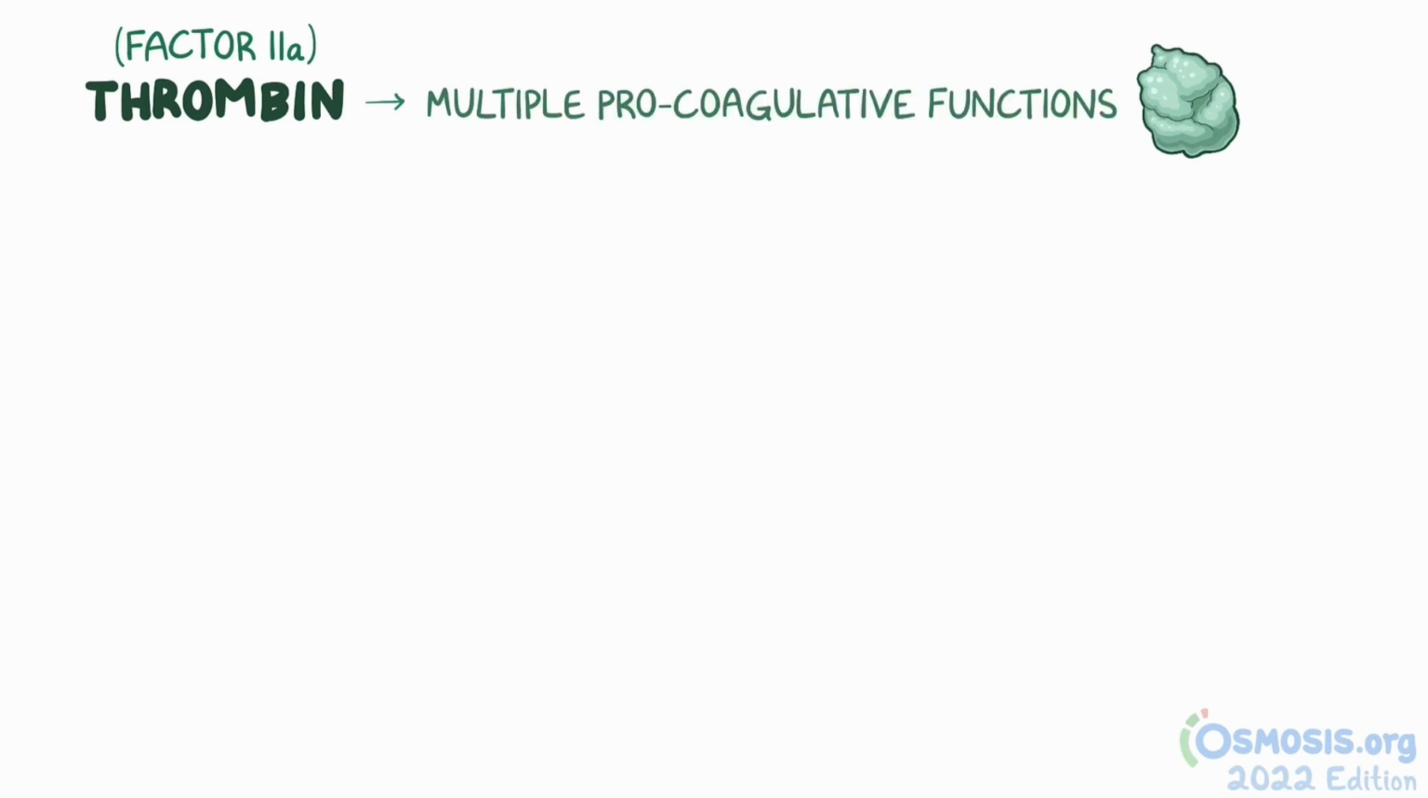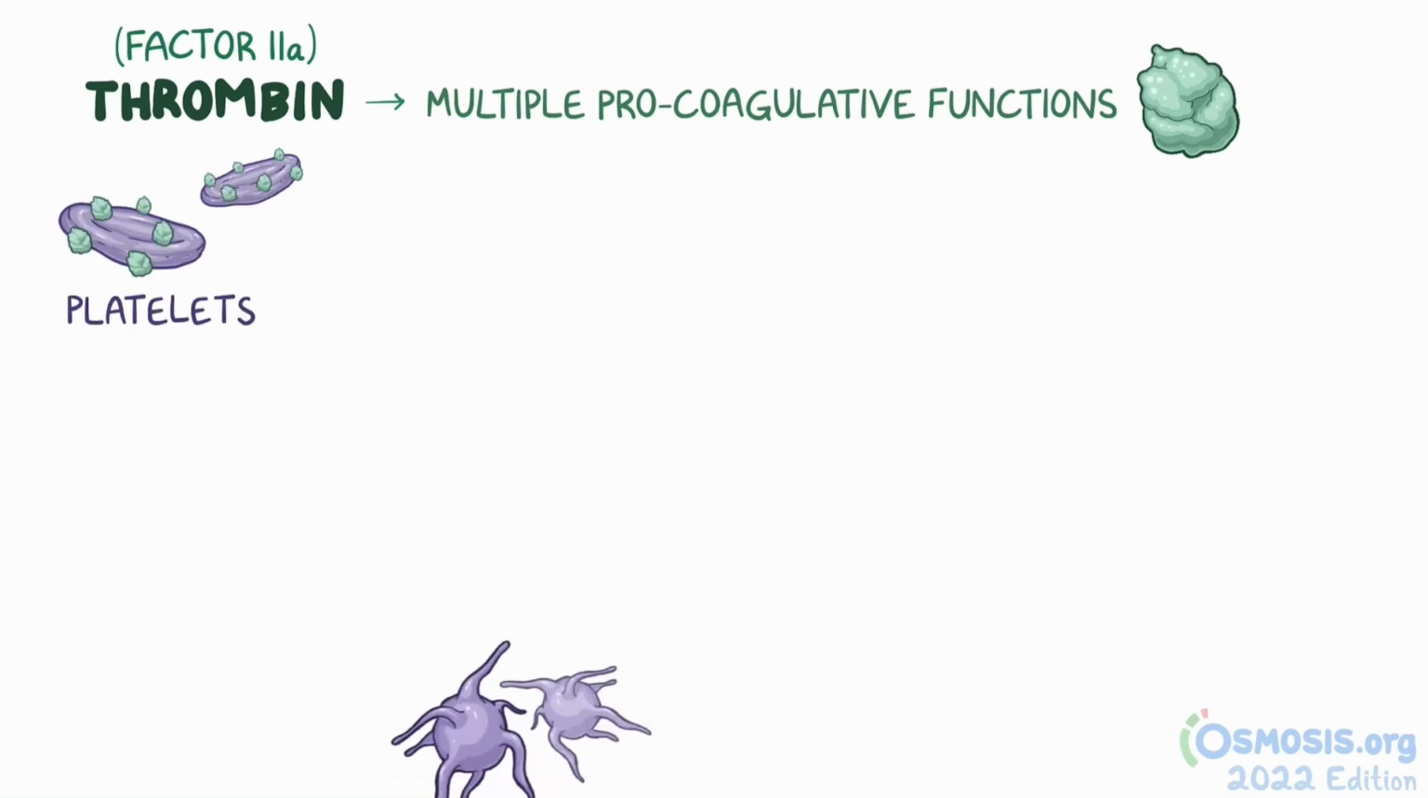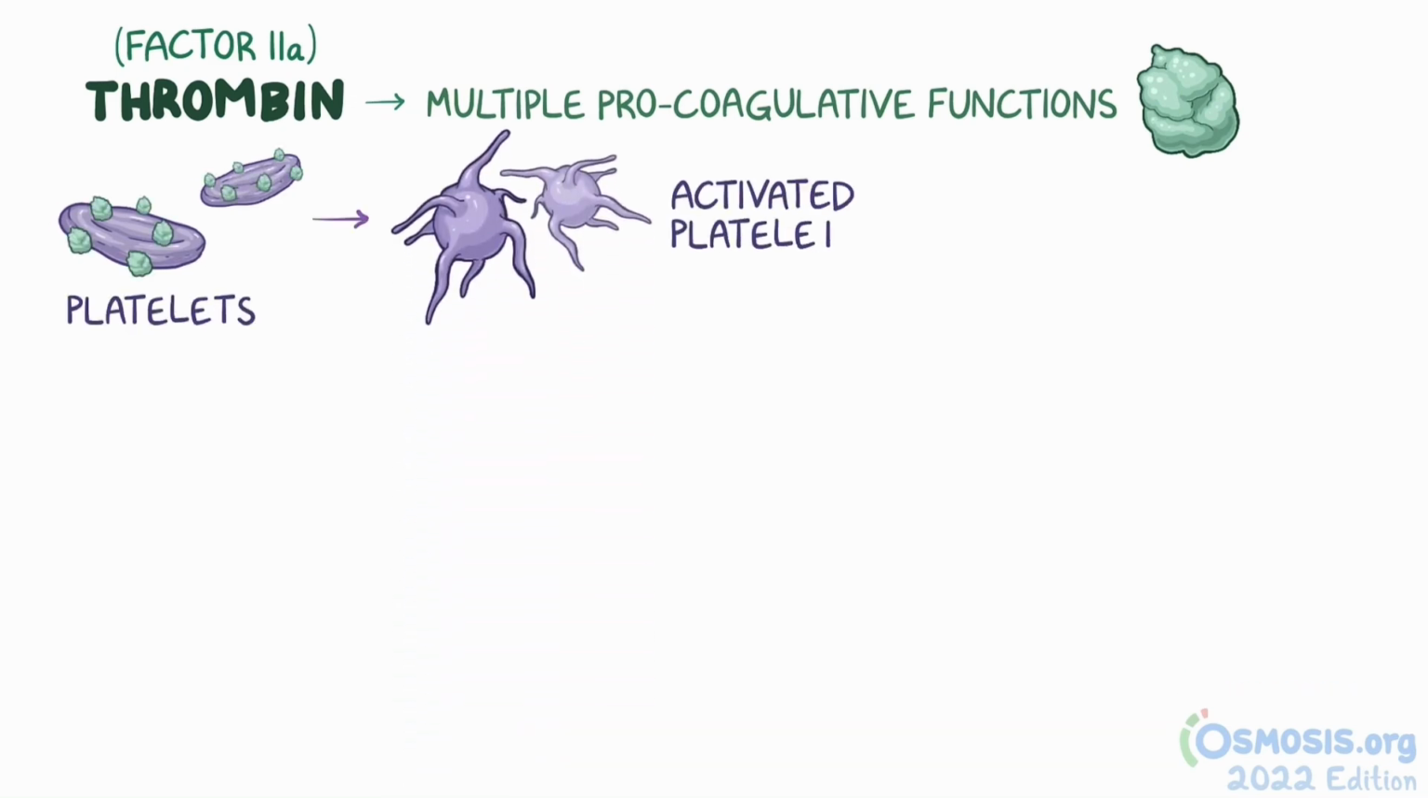Think of thrombin as the accelerator on a car, the pedal that takes secondary hemostasis from 20 miles per hour to 100 miles per hour. First, thrombin binds to receptors on platelets and causes them to get activated. Activated platelets change their shape to form tentacle-like arms that allow them to stick to other platelets.